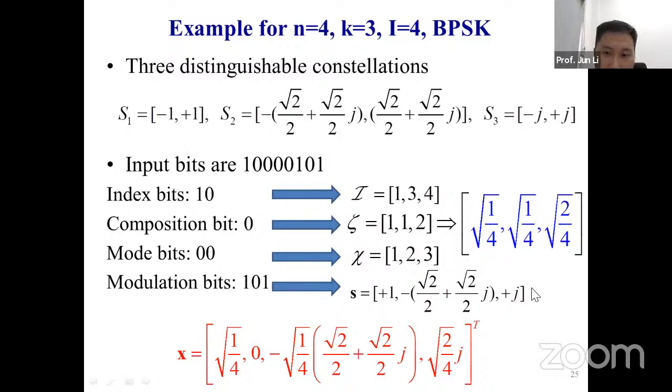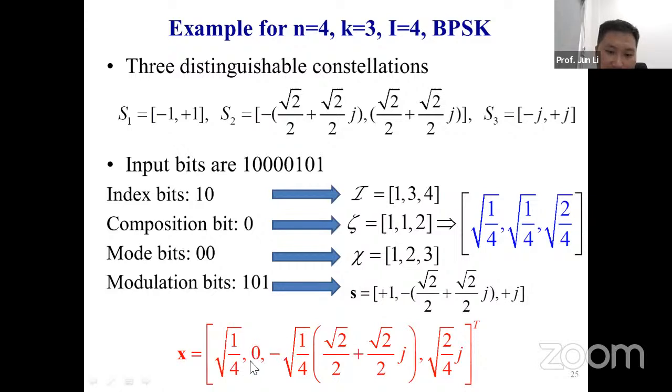So if we combine all of these vectors, then finally we will get the transmitted signal vector x in this form, right? First subcarrier is active, transmitted the plus 1 and multiplied by this energy coefficient, right? So the square root of 4/1 and multiply 1. So we still have the square root of 4/1.